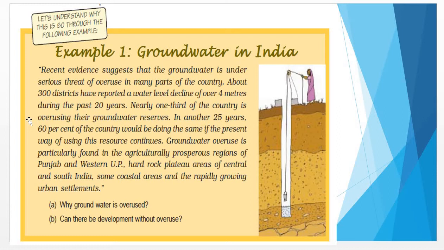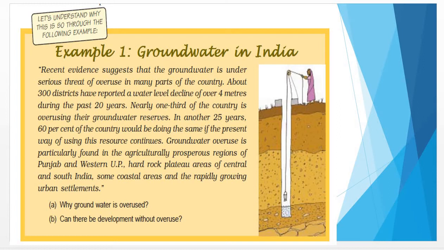So this example poses two very important questions. The first one is why groundwater is overused. Groundwater is being overused because of two reasons. First, there is a growing population which has a greater need of water that has to be fulfilled, and secondly, in order to produce more and more agricultural output for that growing population, we need to overexploit water resources.